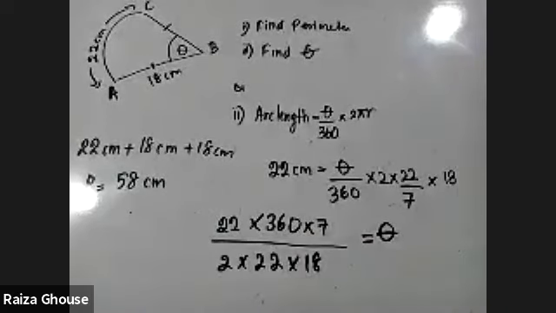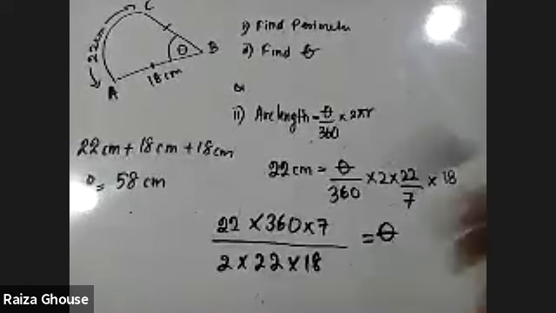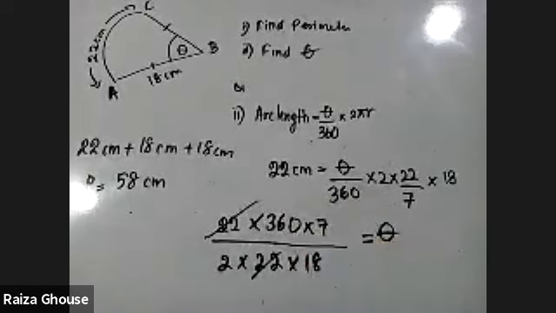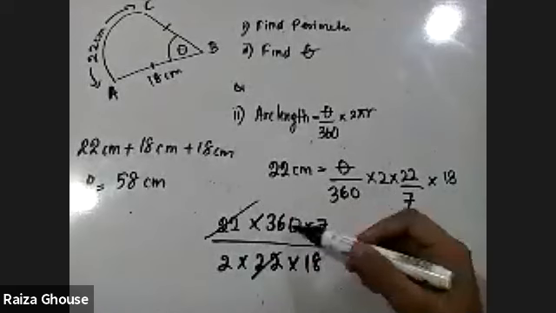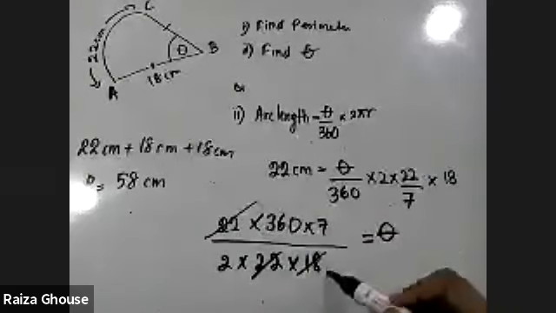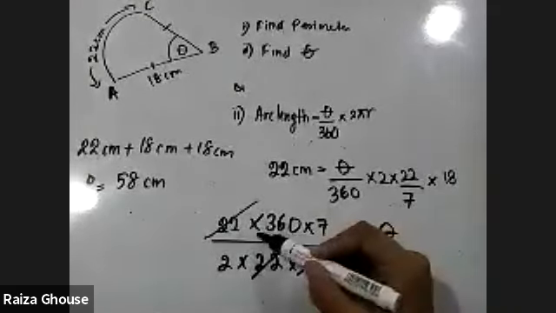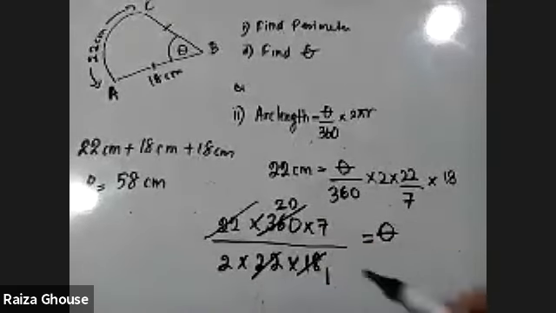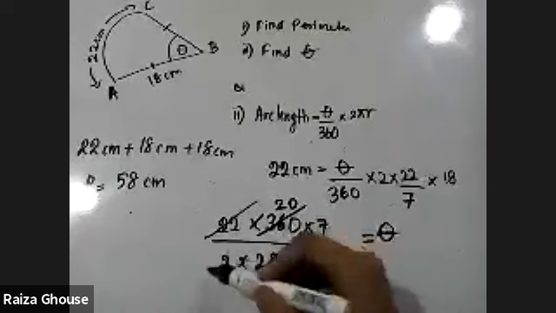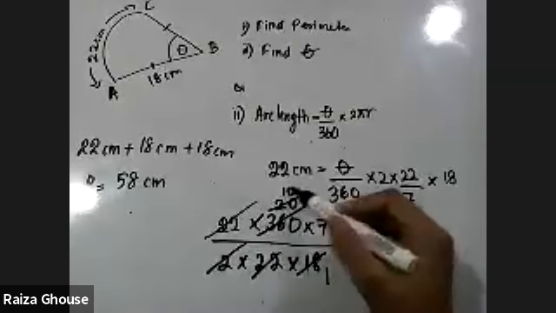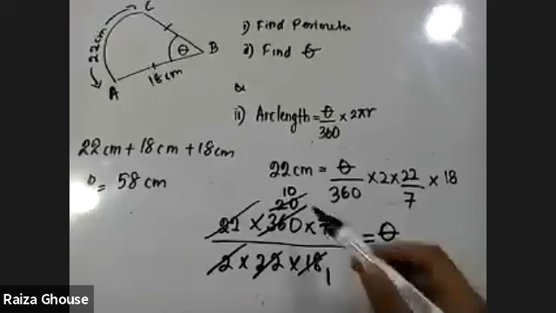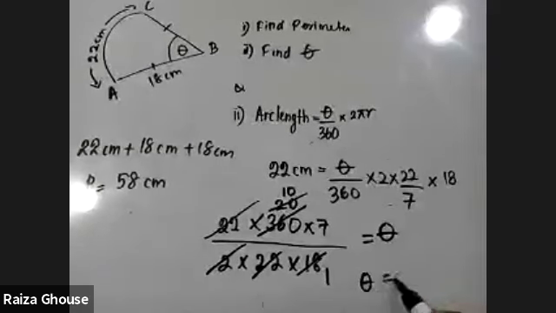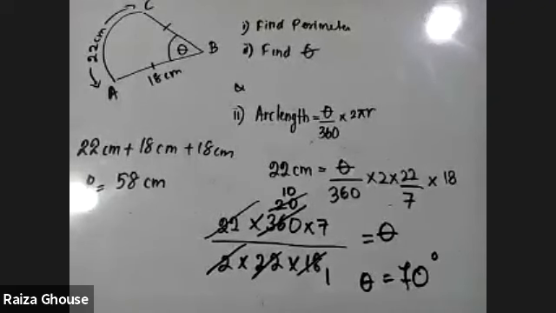Now look at the things. Don't multiply. Cancel, cancel, cancel. Always cut and chop. 22, 22. Okay, 18 and 360, have a look on that. 18 times 1. 36 means 18 times 2. 0. Then 20. 2 and 20 means 2 times 1, 2 times 10. Now easy. 10 into 7. Theta equal 70 degrees. Theta equal 70 degrees. Can you understand?